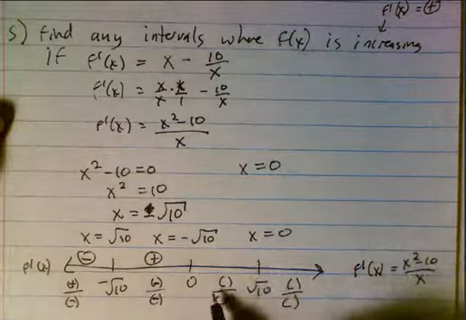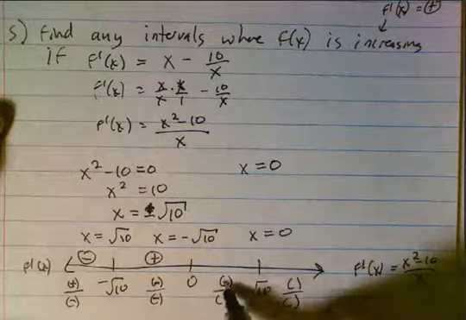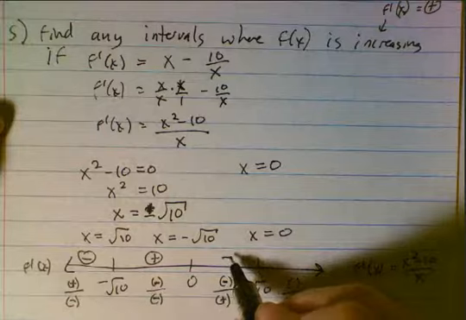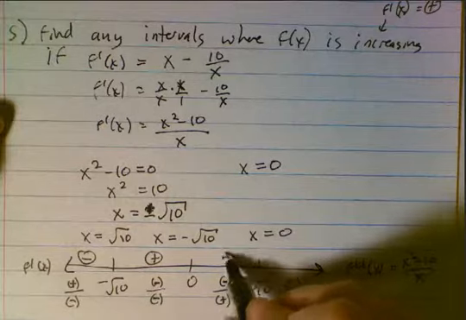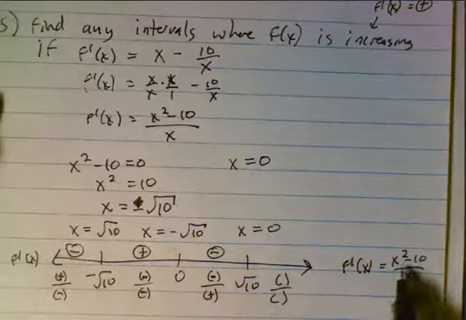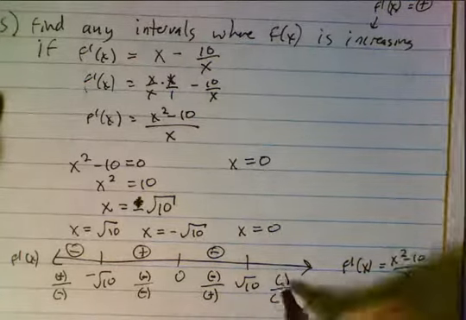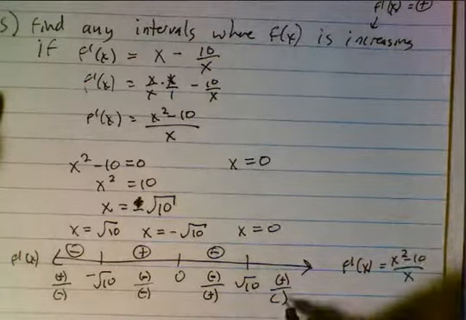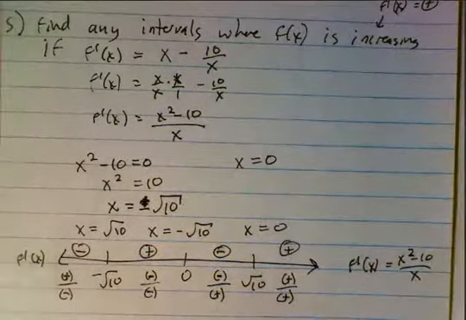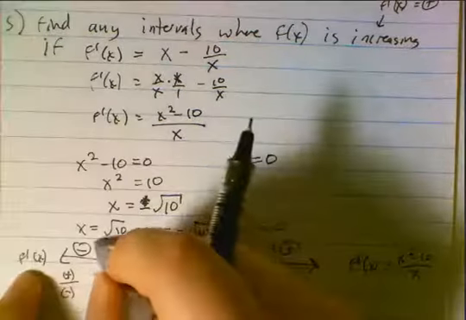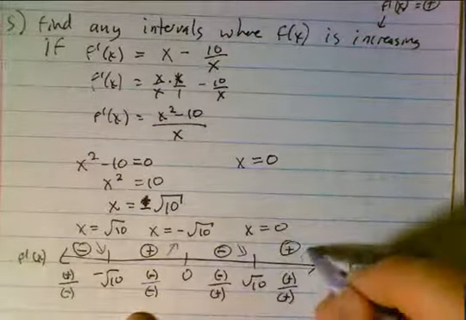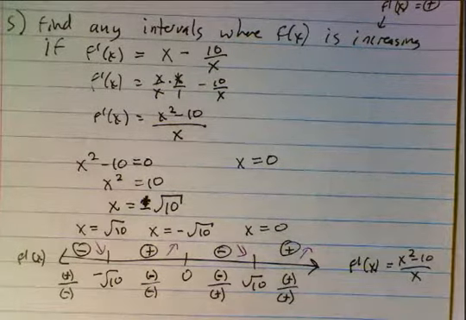Between 0 and root 10, so positive 1 squared minus 10 is still a negative number. Negative number over a positive number is negative. Here, if it's a very, very large number, minus 10 is still going to be a very large positive. Positive number over positive is positive overall. So that means that because f prime of x is negative, f of x is decreasing, increasing, decreasing, and increasing again.